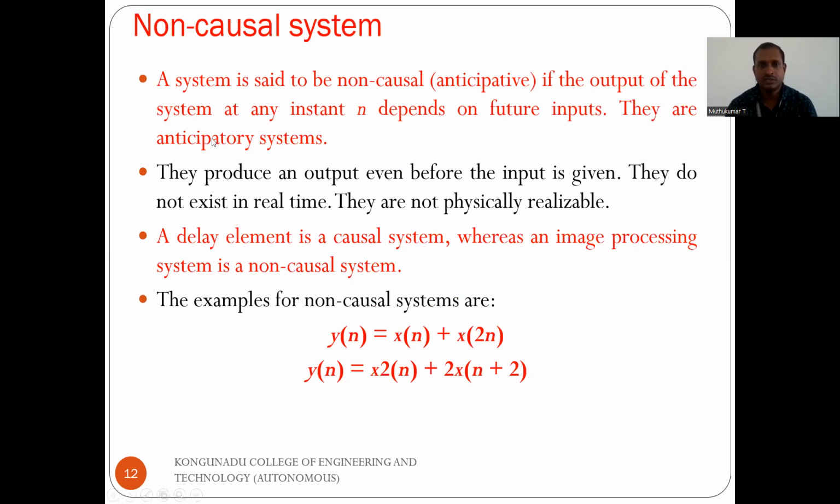Non-causal system, that is, an anticipative system. If the output of the system at any instant n depends on future inputs, it is called a non-causal system. They are not physically realizable, so they are not real-time systems. A delay element is a causal system, whereas an image processing system is a non-causal system. An example of a non-causal system: y of n is equal to x of n plus x of 2n. Here x of 2n is the future input, so the output depends on the future input. Another: y of n is equal to x of 2n plus 2 into x of n plus 2.